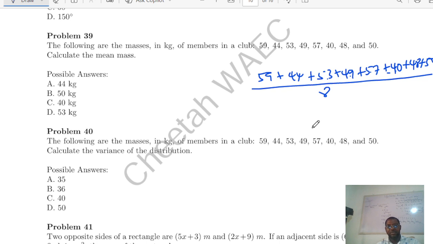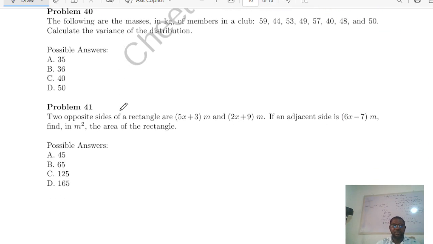So let me use my calculator. I have 59 plus 44 plus 53 plus 49 plus 57 plus 40 plus 48 plus 50. Okay, so everything is 400. So this is 400 divided by 8, which is going to be 50 kg. That's the answer. So B is the answer to the question.